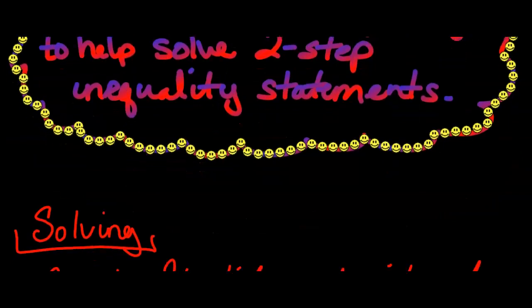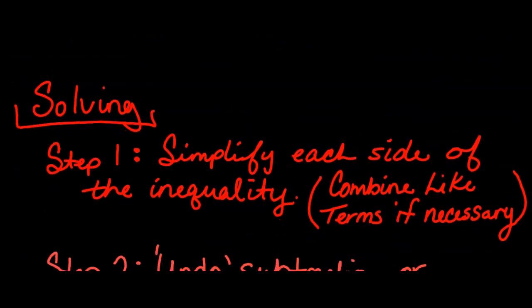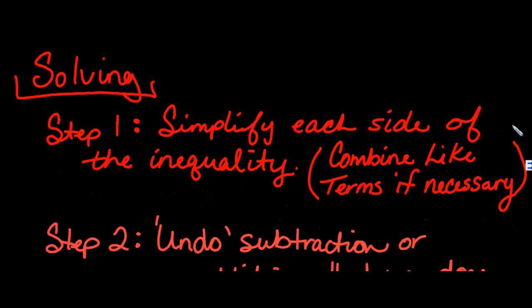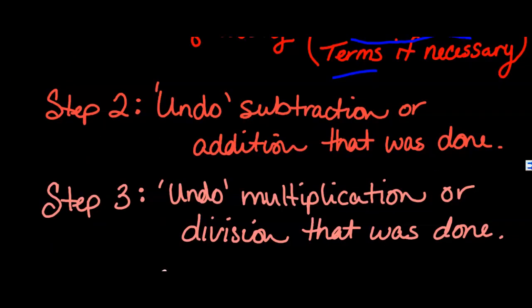Okay, so when we are solving a two-step inequality, there may be an added first step, which would be simplifying each side of the inequality. In other words, we have to make sure this is ready to solve by combining like terms if we need to. Then we can undo subtraction or addition that was done to the variable. After we undo any subtraction or addition, we can undo any multiplication or division.